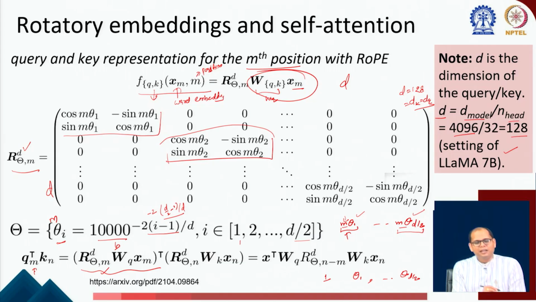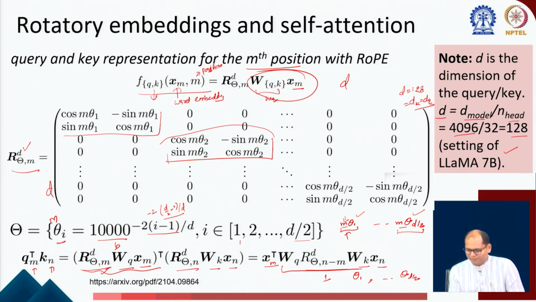Suppose my query is at m and key is at n. So this will be my query embedding. I multiply the embedding with the query matrix and then the rotation, and similarly for the key embedding, the key matrix, and then the rotation for position n. Take a transpose. So this will be x m transpose W q, then R theta and minus m, two rotation matrices together, then W k and x n. So this is how you have the effective multiplication.